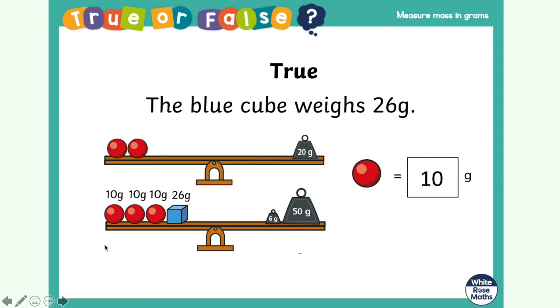If we look at the second balance here, we can see that on this side we've got 56 grams, and that's being balanced by 3 balls and a blue cube. Now we know that the balls are 10 grams, so if we count up in tens, 10, 20, 30, we know that these balls here weigh 30 grams. But over here we've got 56 grams, so the blue cube must be providing the rest of the weight. And if we did 56, take away the 30 to find out what's left, we know that you need 26 more grams to make 56 overall. 10, 10, 10, and 26 makes 56, and that balances with the weight over here. So it's true, the blue cube does weigh 26 grams.